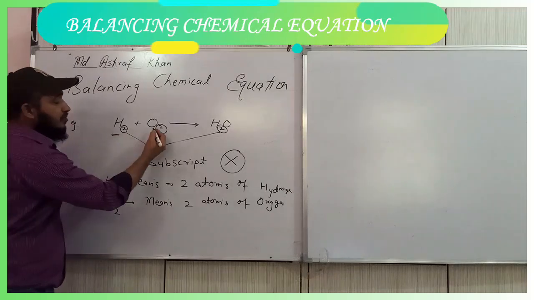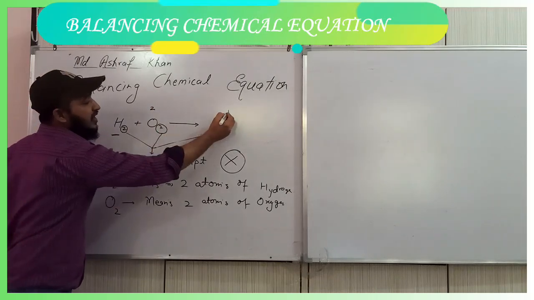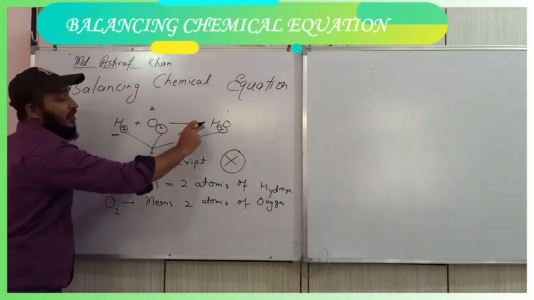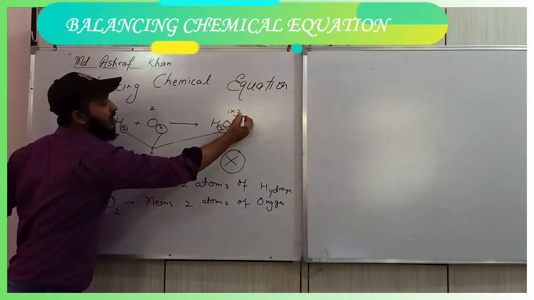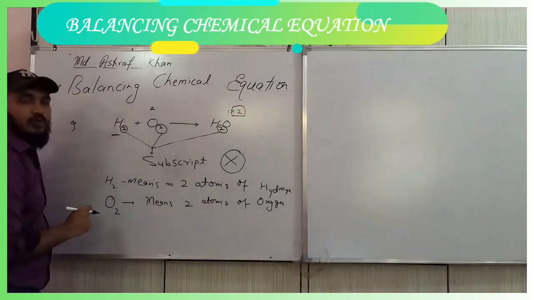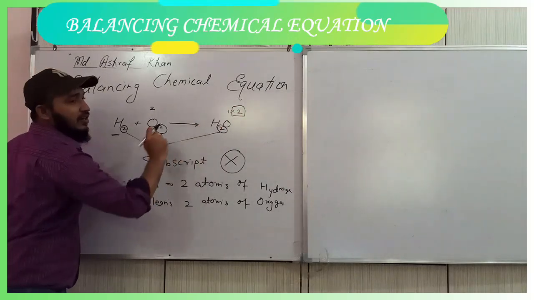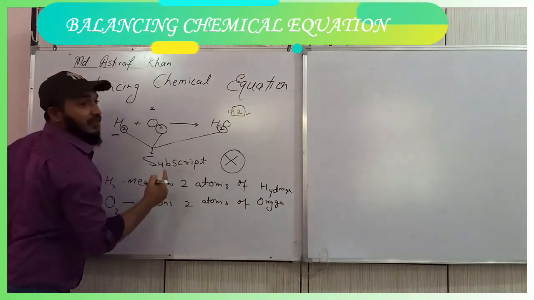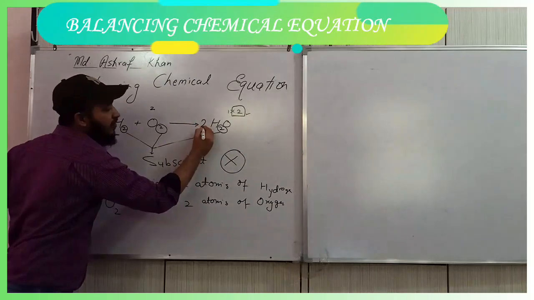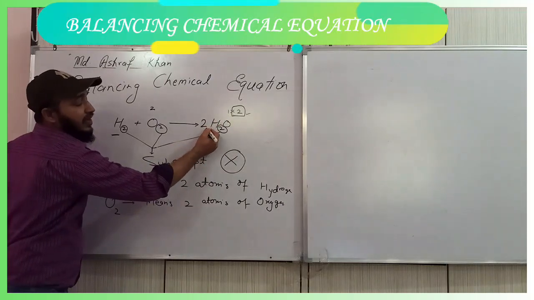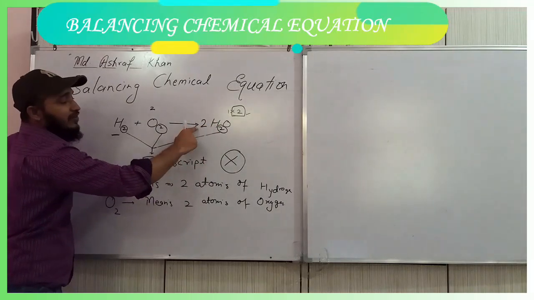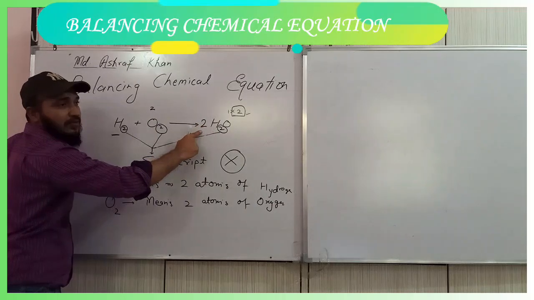So what do we do? Here oxygen 2, here oxygen only 1. In order to equalize it, we have to multiply it with 2. So 2 ones are 2. Where do we write this 2? We have to write this 2 in front of the formula or symbol. This is the formula of water. So here we can write 2 in front of this molecule, in front of this formula.